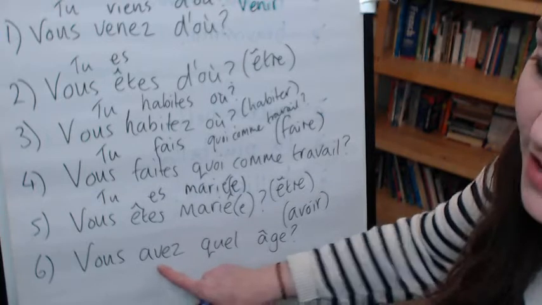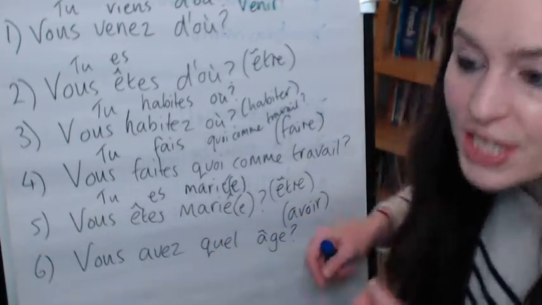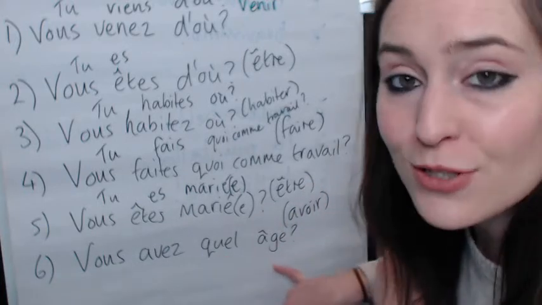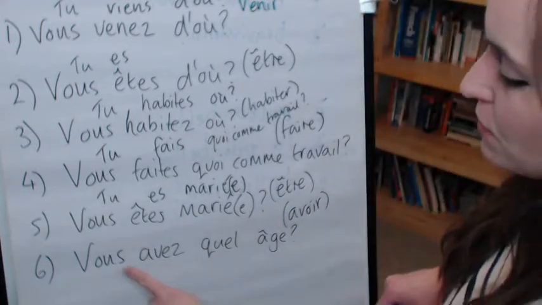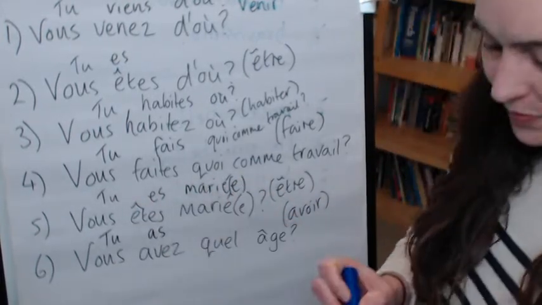So, vous avez quel âge? Well, the quel âge is the what age or which age bit. So, how old are you is translated as which age do you have? Vous avez changes to tu as.